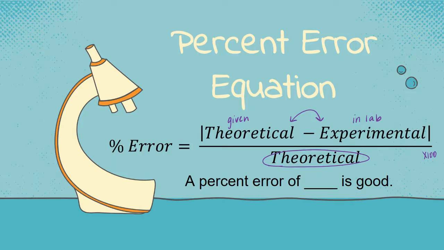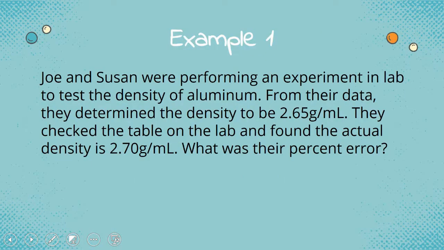So what kind of number are we going for? Because percent error is how wrong you are, how much error you had, we want a small percent error. So we're going for something less than 10%. That would be good, right? That's 90% right. That would be an A. We like that. So let's take a look at an example.